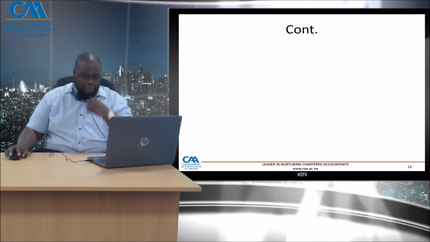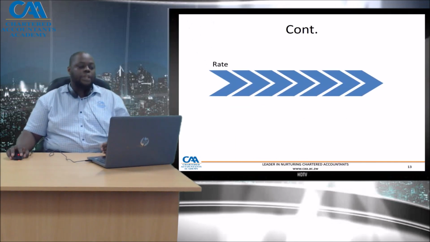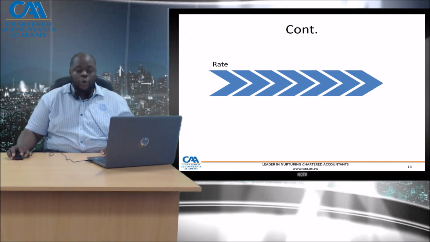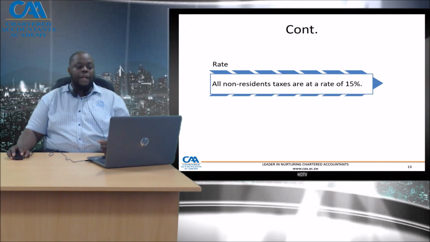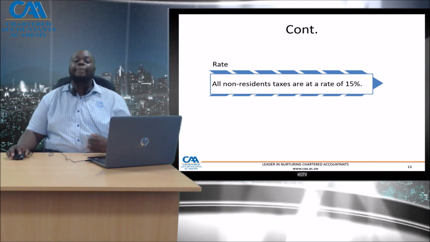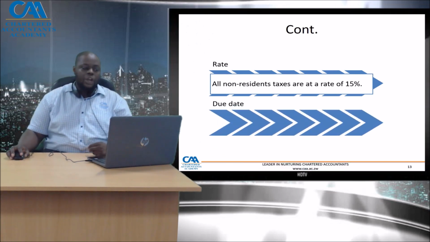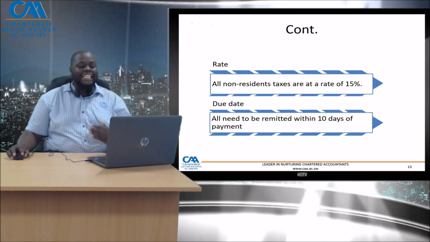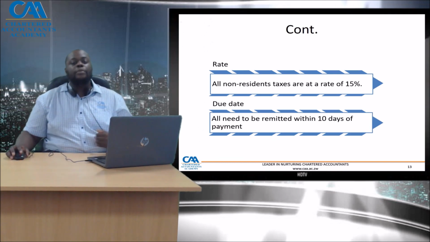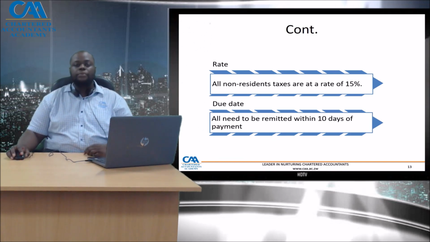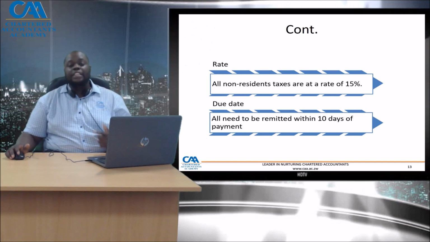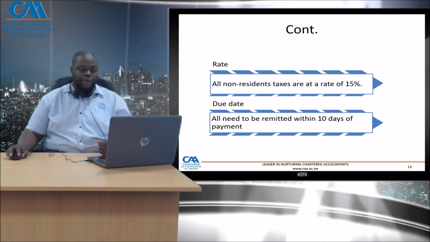Now, what amount is charged when we're talking about non-resident taxes? The general figure for all non-resident taxes is that what will be withheld is 15% of whatever payment is being made. Secondly, when is this amount due to Zimra? It will be due 10 days from the date you make the payment. So our rate is 15%. Our due date is 10 days from the payment date.